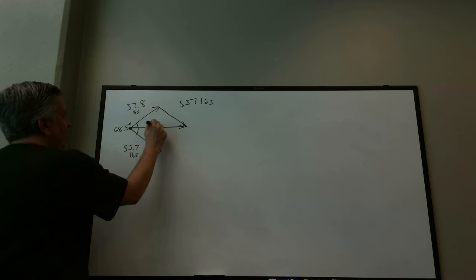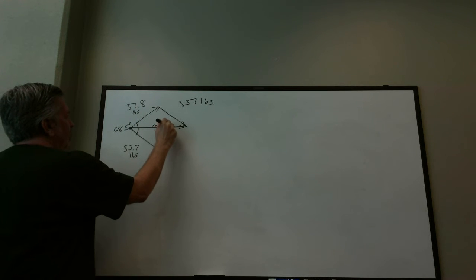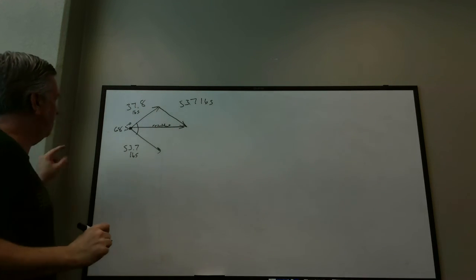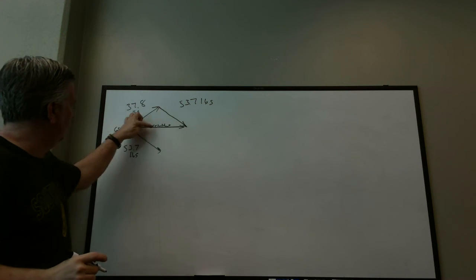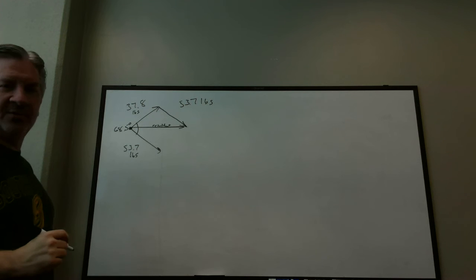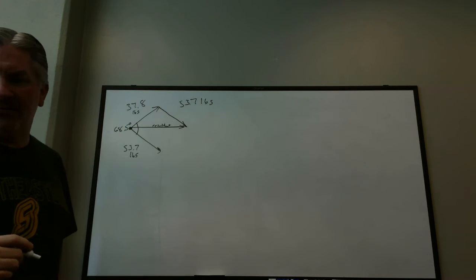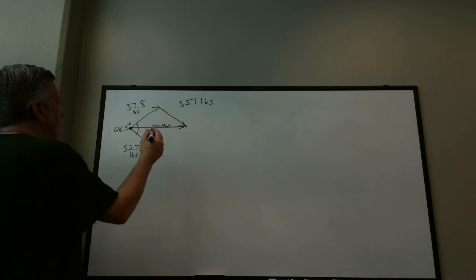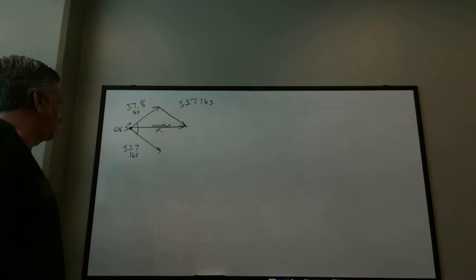So this right here, this is the resultant, right? The sum of two vectors. This vector plus this vector is that vector. There is a resultant, right? And that's what we're trying to find the length of, right? Find the magnitude of the resultant force. I'll just call that X thing.